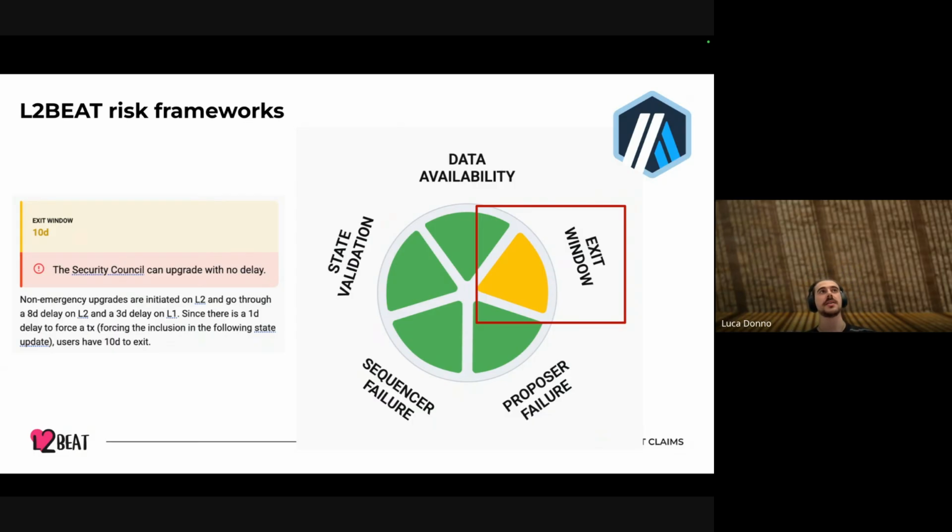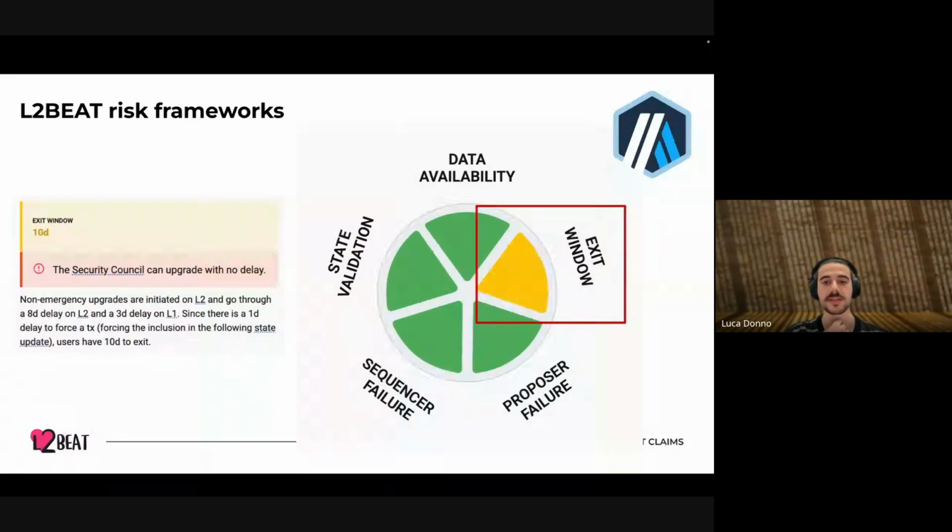And this is helpful because if there is an upgrade that is potentially malicious or you disagree with it, you can decide to exit. This is why we call it an exit window. It is the number of days that the protocol gives you to exit if you disagree with an upgrade. This exit window only applies for the DAO, a decentralized organization that governs the Arbitrum protocol. We make an exception for security councils.